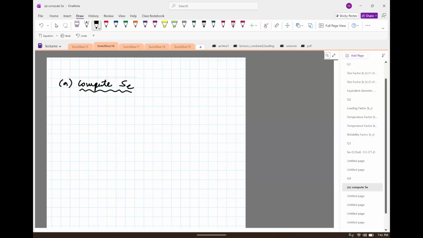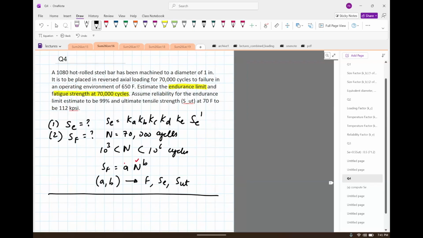Okay, so we just get into the various factors. Now, here's an important thing. We could start with factor A, the size factor, but the problem is that we do not know Se prime, and that is something which is of concern. So you want to first start with the temperature factor because that will give us Se prime, and then we can figure out the other things. So in any problem where you're not given Se prime, but you're given a temperature effect, you want to first start with Se prime and then move on to other things. So let's start with the temperature factor.